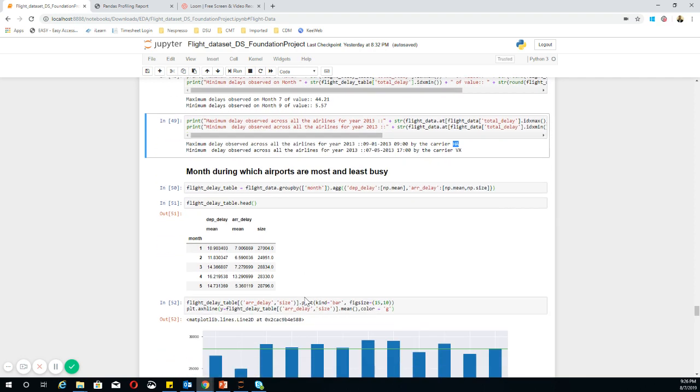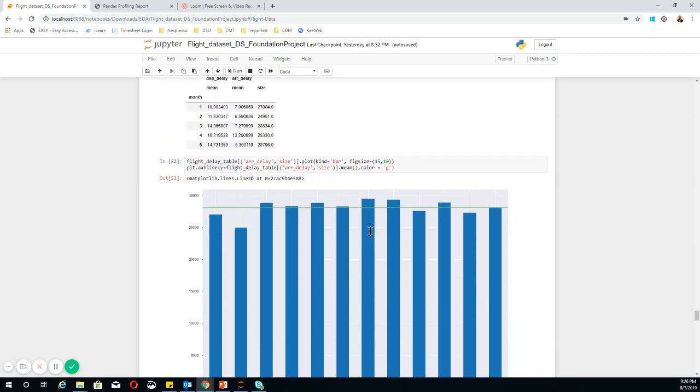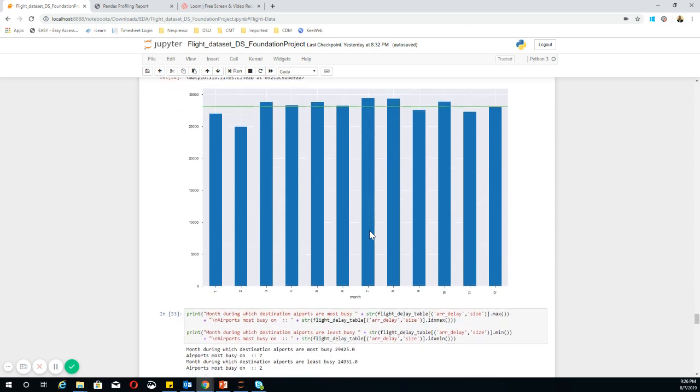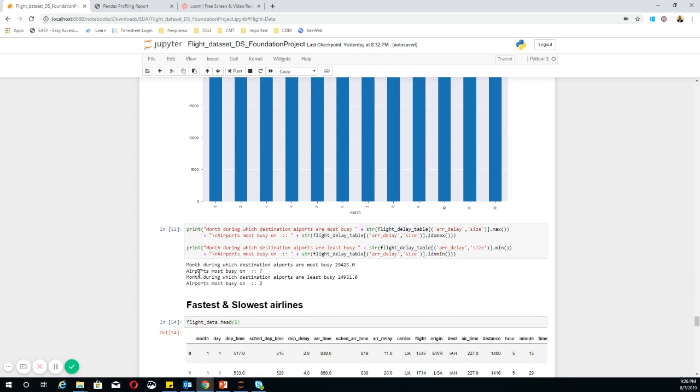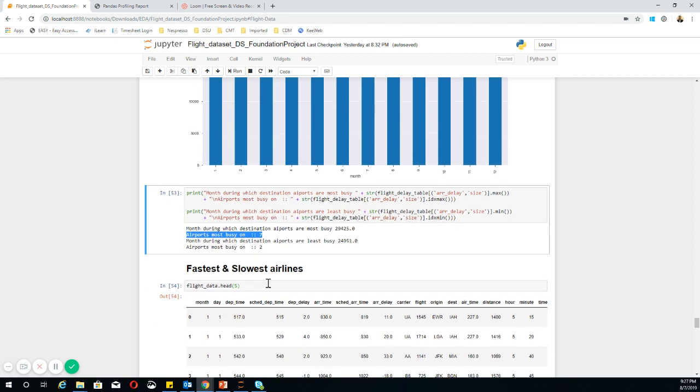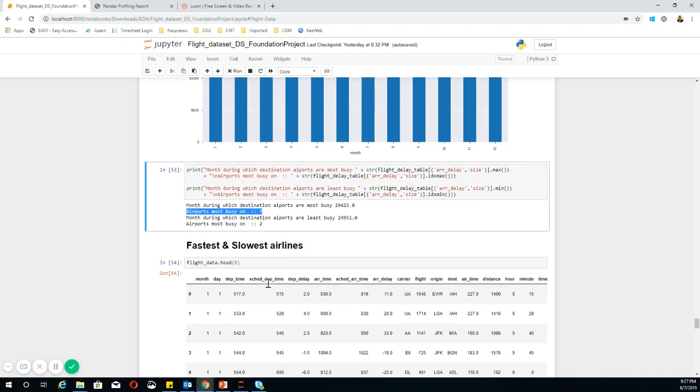Coming to the next business question, that is the month during which we have observed airports which are most and least busy. Again we have plotted using the carrier, and we have observed that during the month of July, the airports are very busy. When it comes to the month of February, they are least busy. We can say that February, since it is after Christmas, we are seeing less traffic, to be honest.